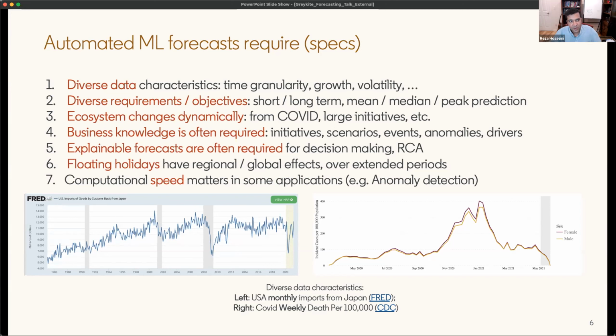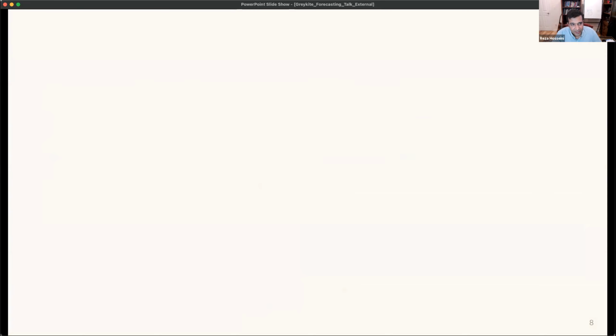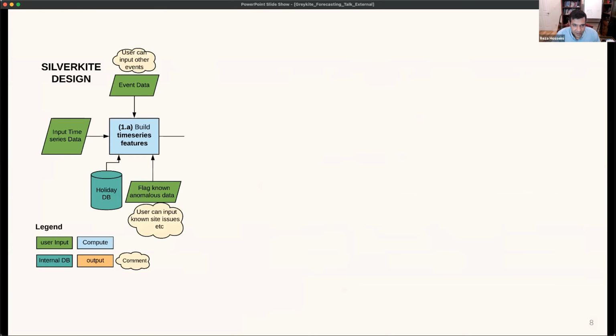In some cases, you're running forecasts a lot, on many different problems, or live in the context of, for example, anomaly detection. So now I'm going to get into the Silverkite algorithm design that's motivated to solve these problems and be flexible. I'm just going to go straight to a diagram to show what the model looks like. You can focus on the blue nodes, which are the computational nodes, and the input nodes are green. For example, the very left input is just the input time series.